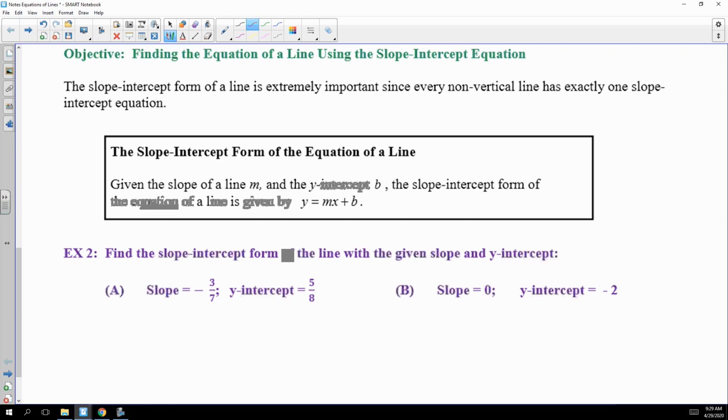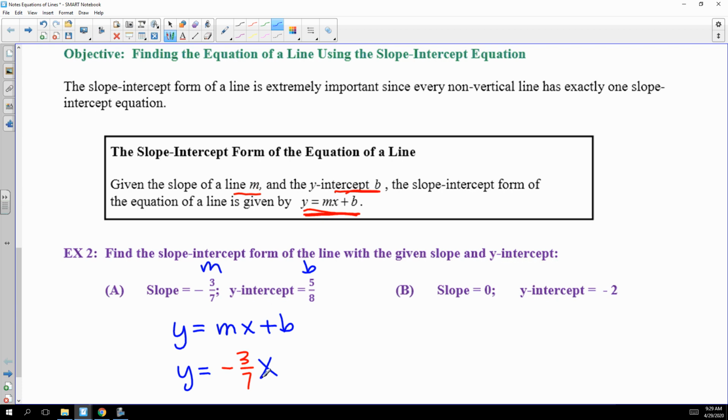Obviously, this is the one that you are most accustomed to. If you are given a slope and given a y-intercept, then you just plug those values in for m and b. So if the slope-intercept form is y equals mx plus b, and you are given a value for m and given a value for b, then you're simply going to substitute the given value for m in for m. Negative 3/7 goes in place of m, times x plus, and the y-intercept is 5/8. And that's it. That is completely done. That's all you have to do. Obviously, those are the ones that students would say we want to do more of than anything else.